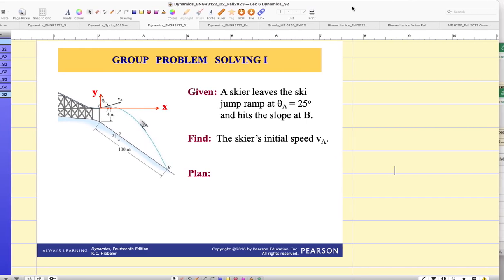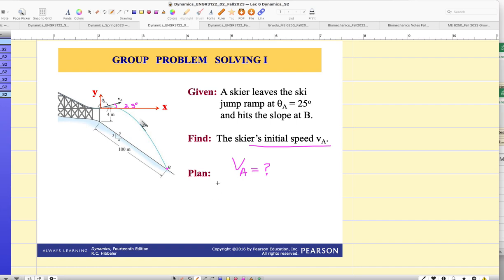Okay, the question states a skier leaves the ski jump ramp at an angle theta equals 25. So this angle is 25 degrees, and hits the slope at point B. So this is the point B location. It is at the bottom, somewhere. The skier's initial speed, we have to find out.